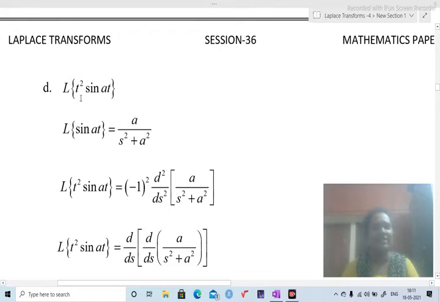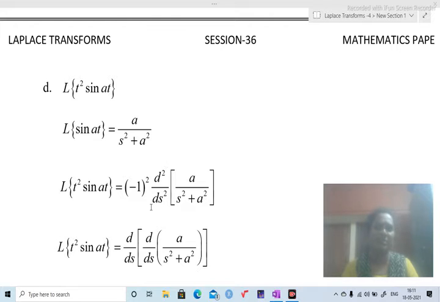Next one, Laplace transform of t square sin at. For this, I need the f of s value. That is, Laplace transform of sin at is a by s square plus a square. Here, t square is there. That's why d square by ds square. So, Laplace transform of t square sin at equal to minus 1 whole square, that is plus 1, d square by ds square of a by s square plus a square.